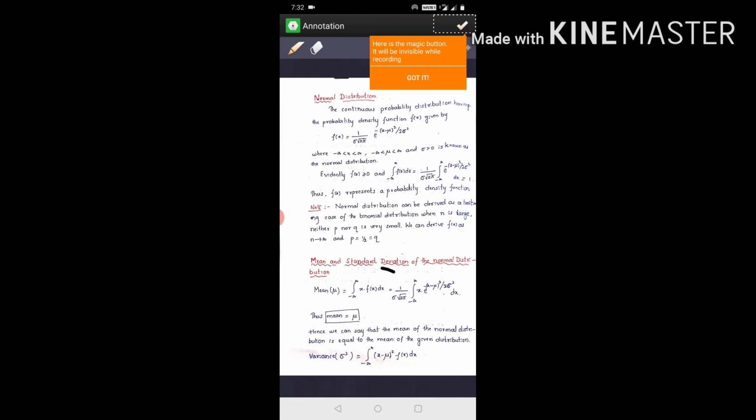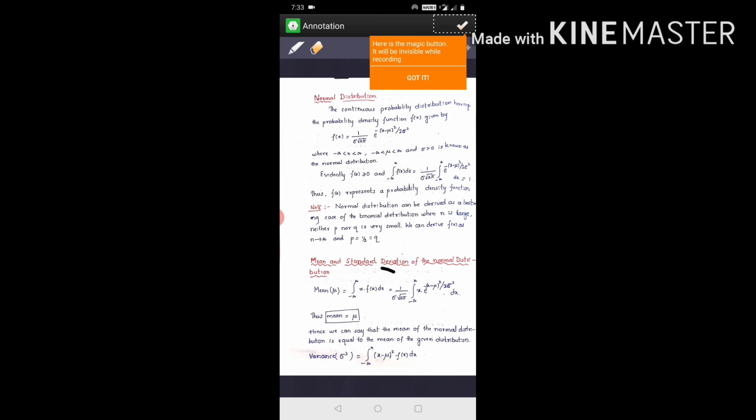In today's class, we discuss normal distribution. The continuous probability distribution having the probability density function f of x, given by f of x is equal to 1 by sigma square root of 2 pi e raised to minus (x minus mu) whole square divided by 2 sigma square, where x lies between minus infinity and plus infinity, mu lies between minus infinity and plus infinity, and sigma is greater than 0, is called the normal distribution.